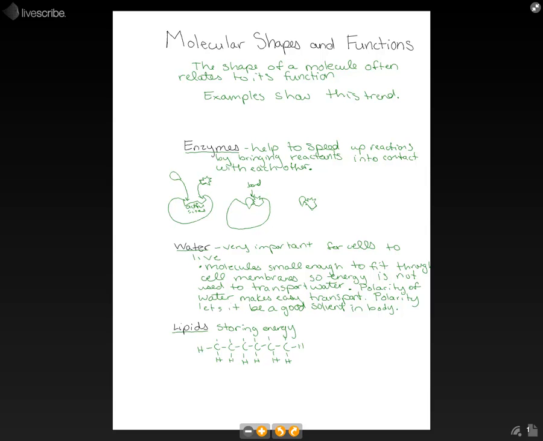So the molecule structure is very much related to what its form is. And you can often tell one from the other. And this is just a basic insight into how molecular shapes can relate to their functions.